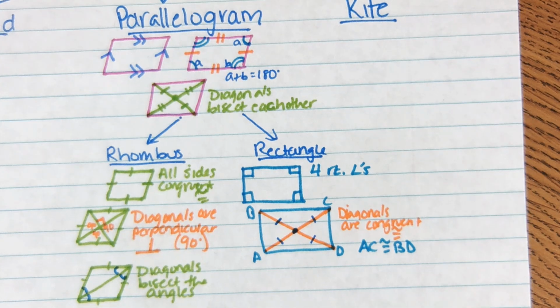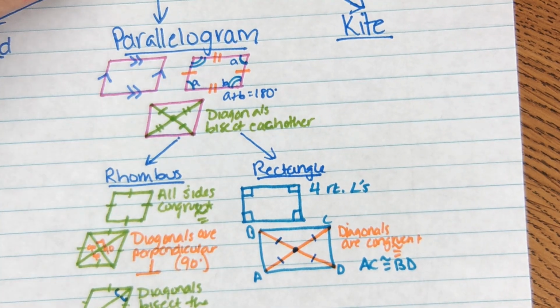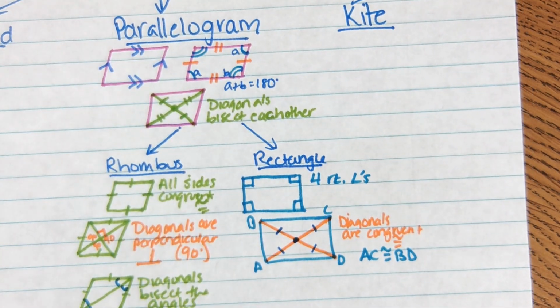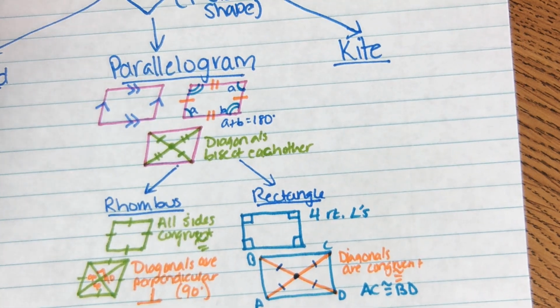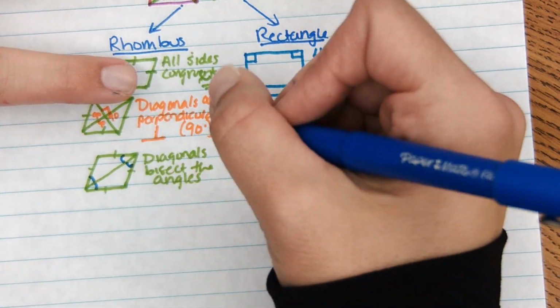Okay, so how it kind of works is a rhombus is also a parallelogram and also a quadrilateral because of how this is set up. A rectangle can also be classified as a parallelogram and can also be classified as a quadrilateral. And we're going to build one more part today.